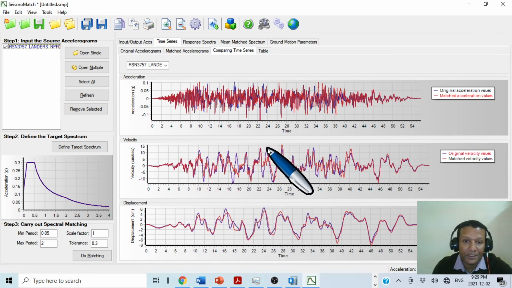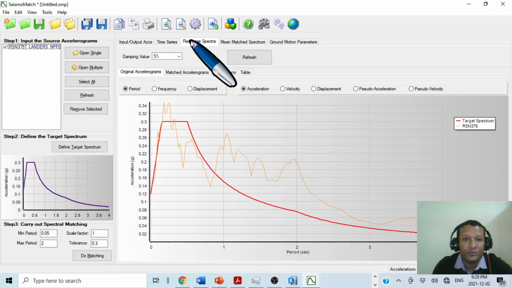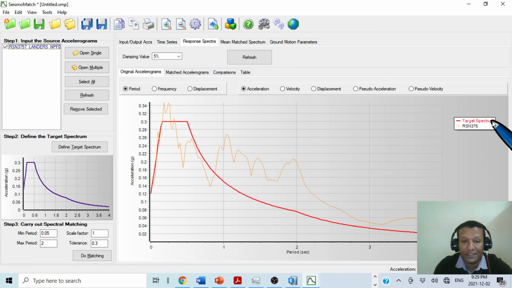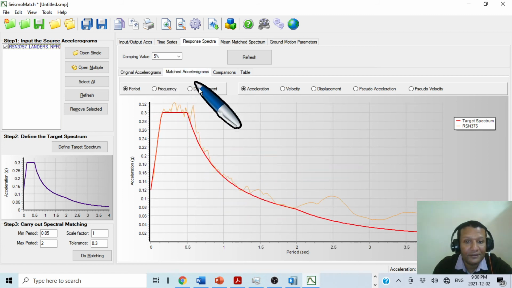Here a big difference, like that. Response spectrum, you see, this is the target spectrum. The target spectrum is this one. Then the matched one is this one. The original accelerogram is like this, the original. Then the matched, you see, the matched one is like this.